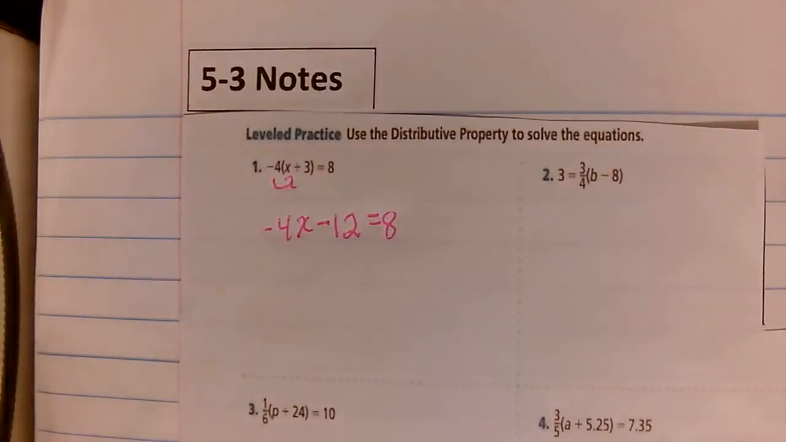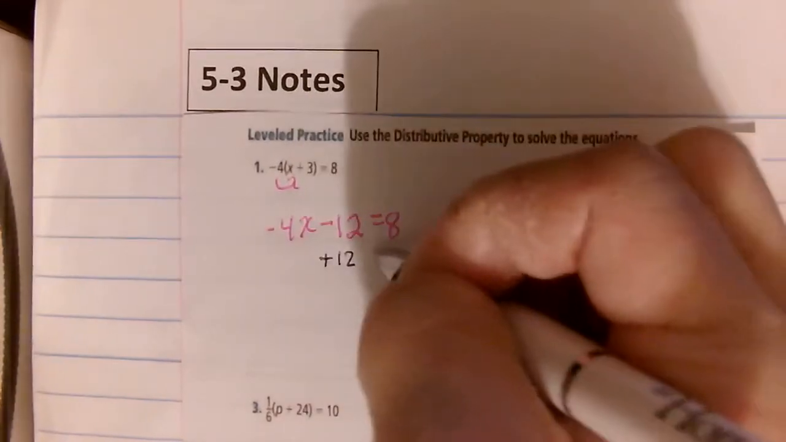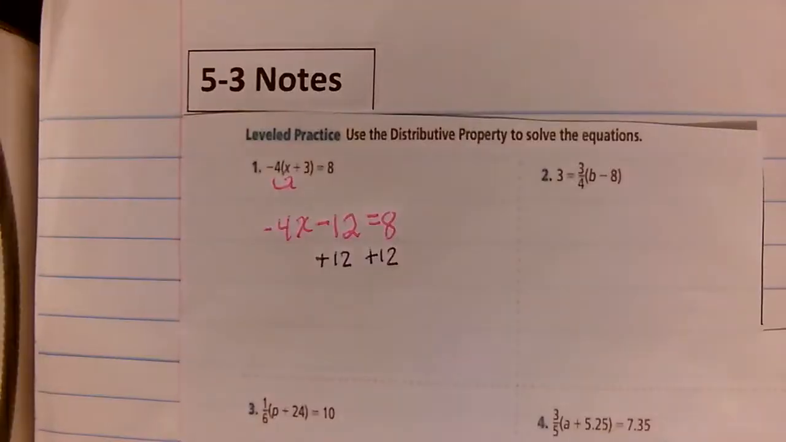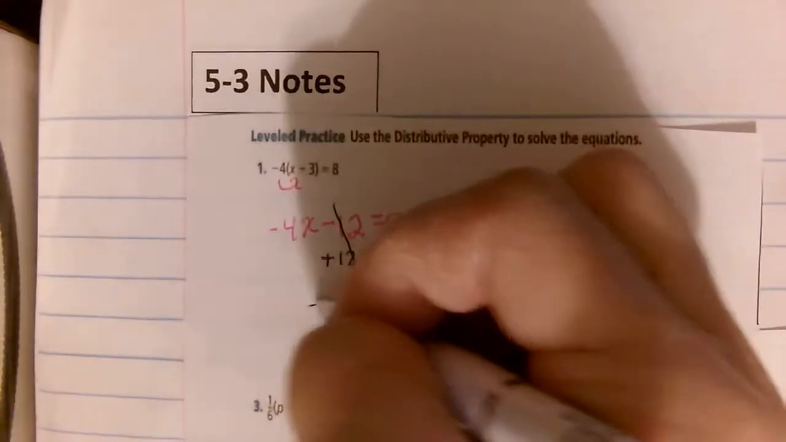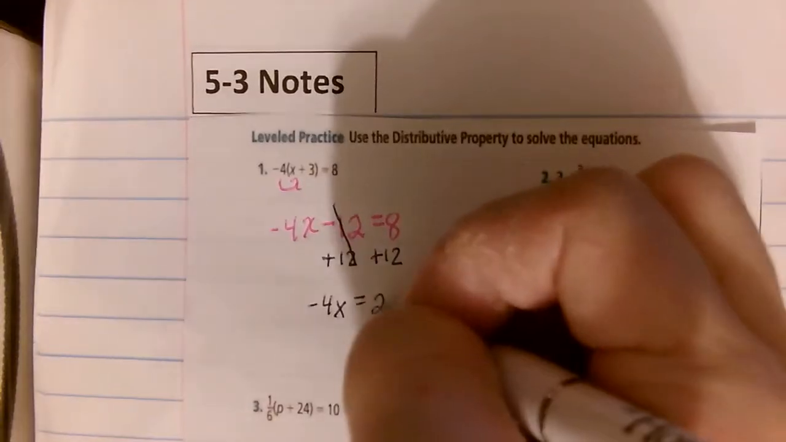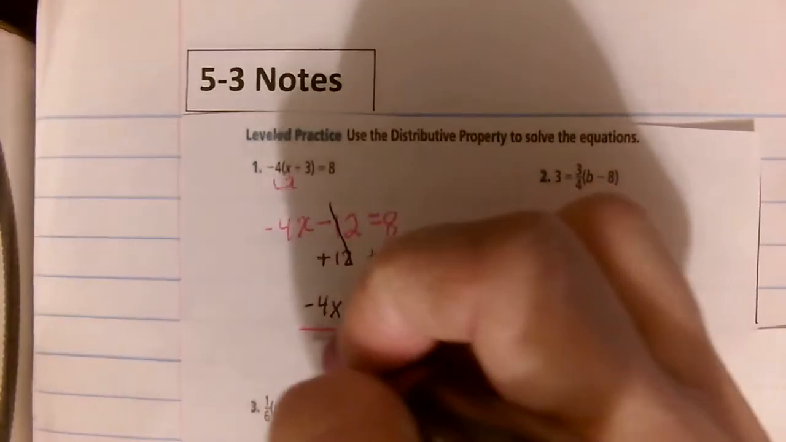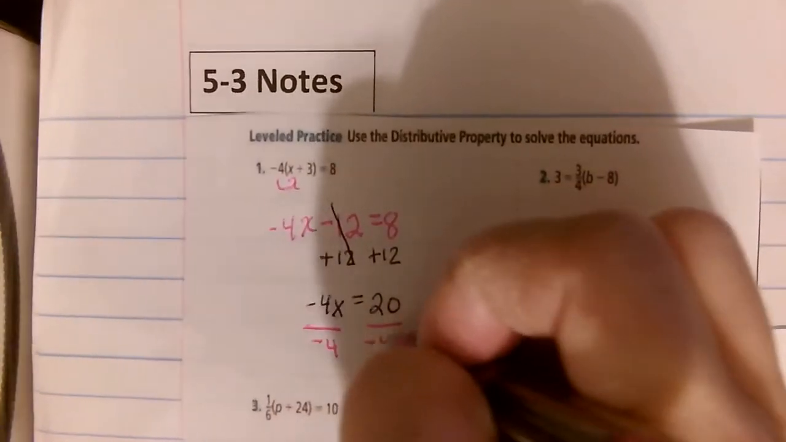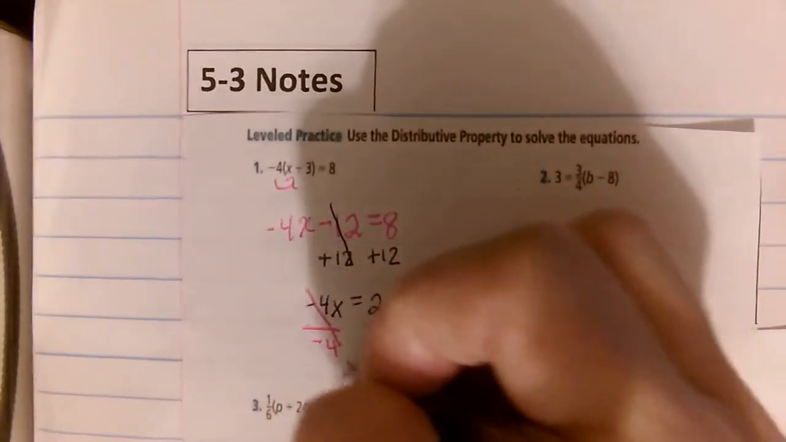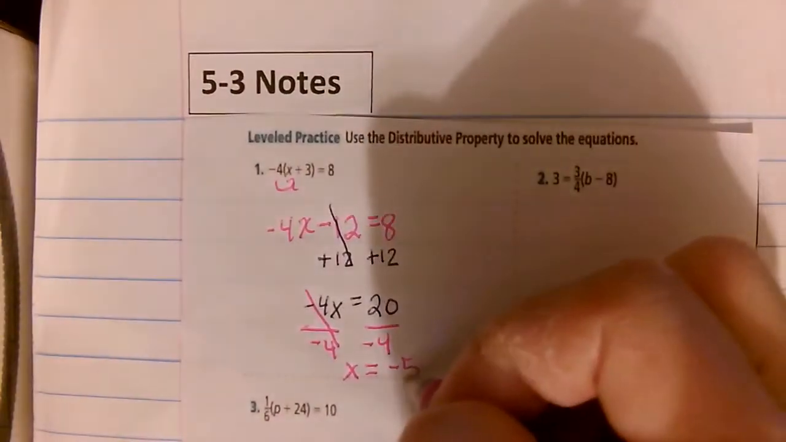Alright? So now you have a two-step equation, and I'm going to solve by getting rid of the 12 first, adding 12 to both sides. Okay? That cancels out and bring down negative 4x equals, and 8 plus 12 is 20. Then we need to divide both sides by negative 4. That cancels out and bring down x equals 20 divided by negative 4 is negative 5.